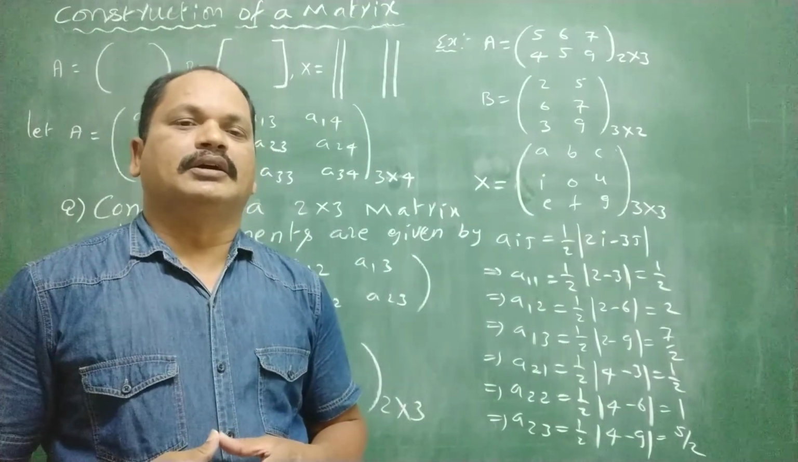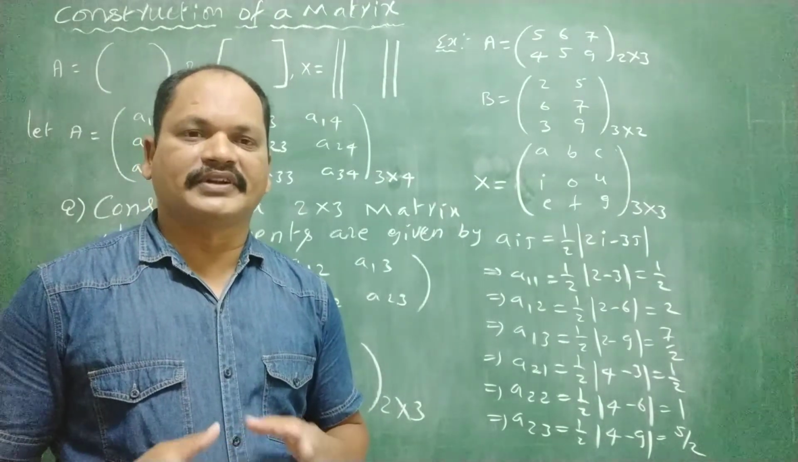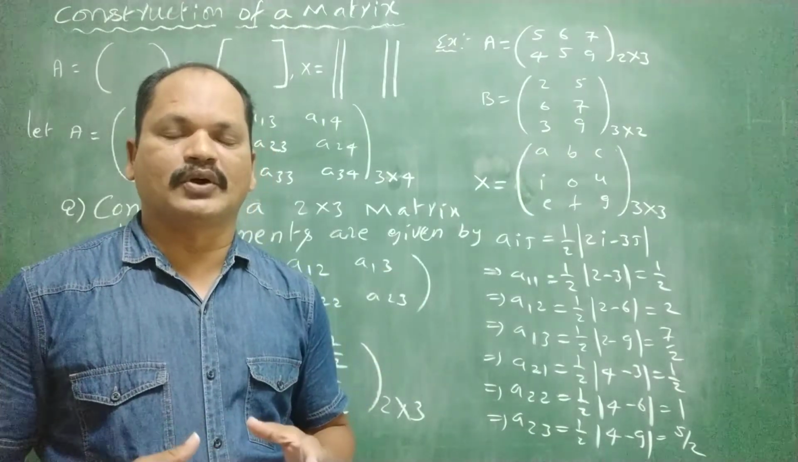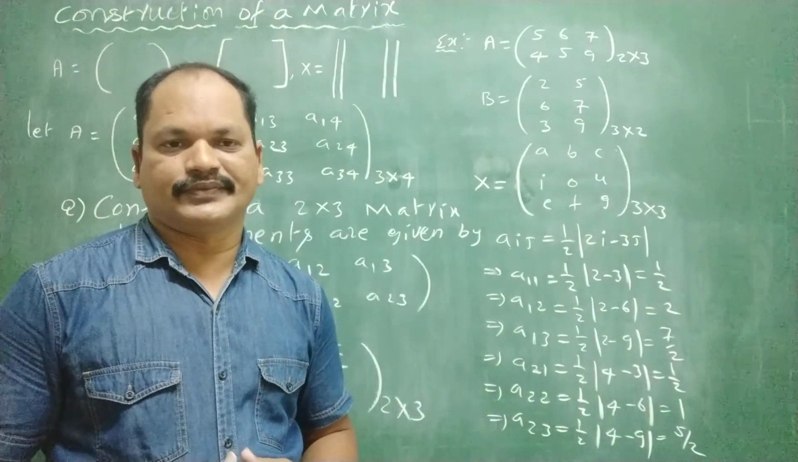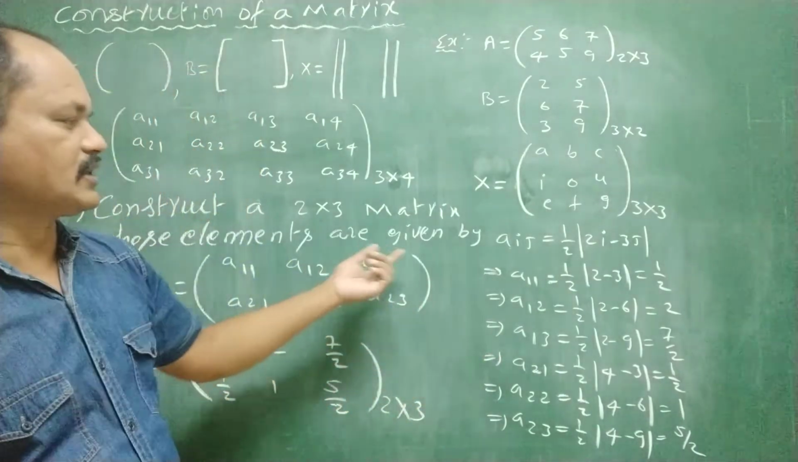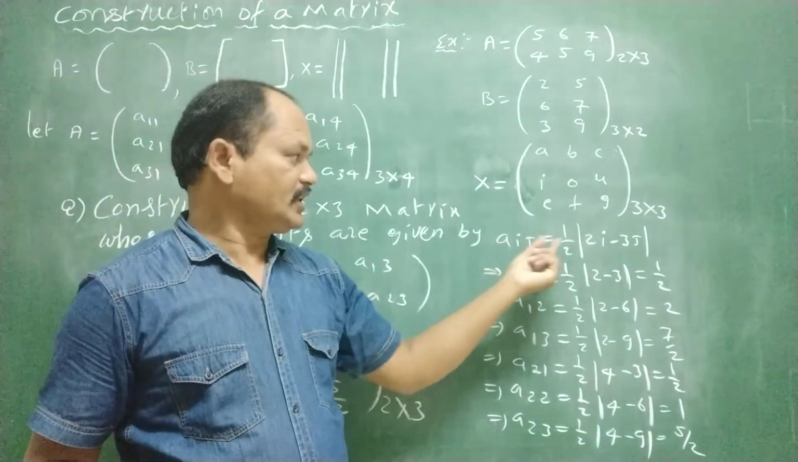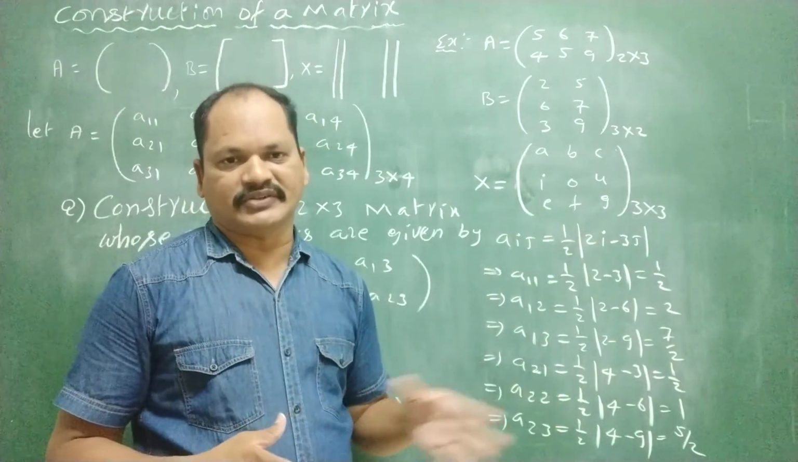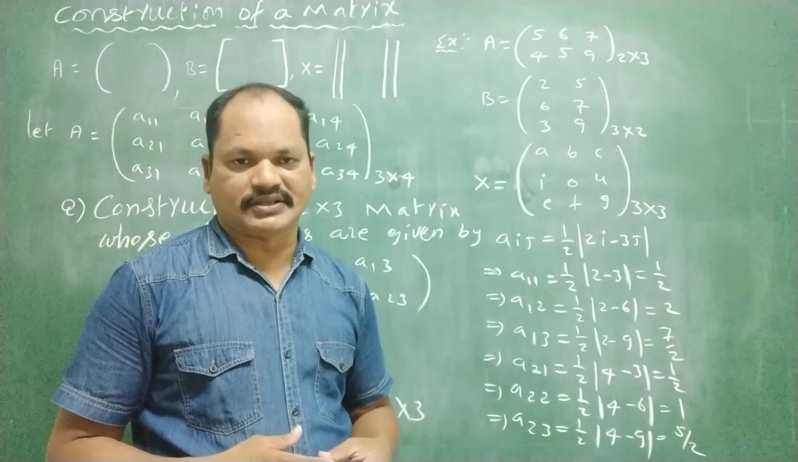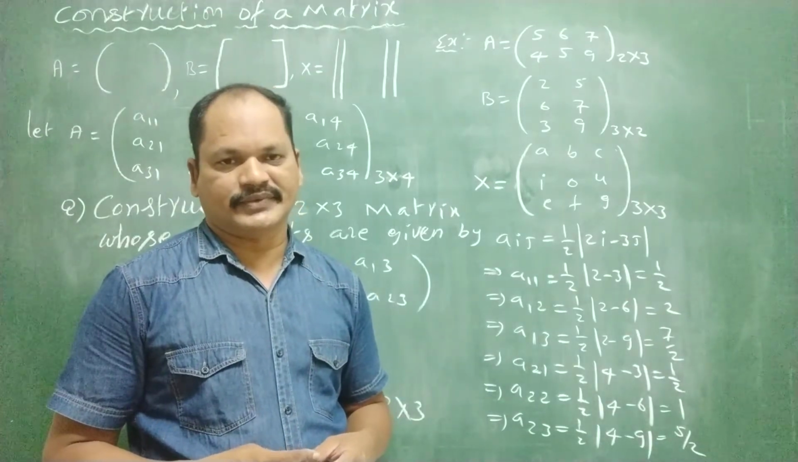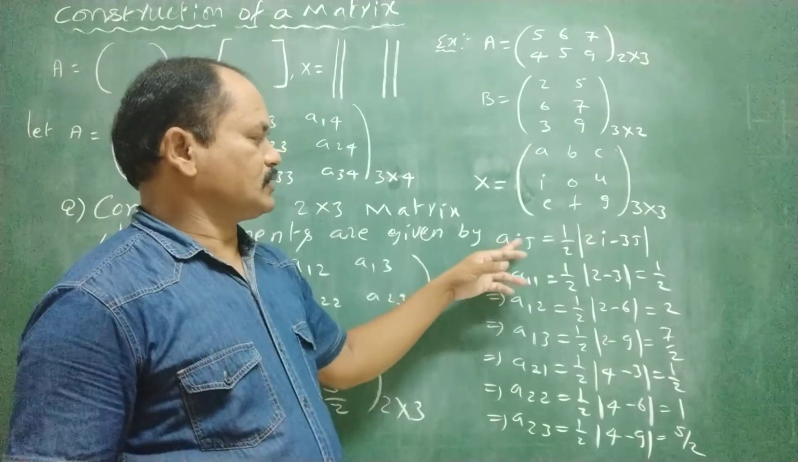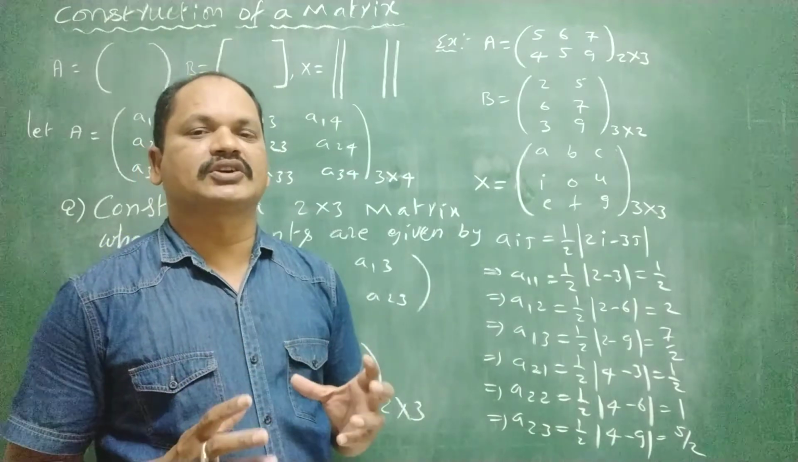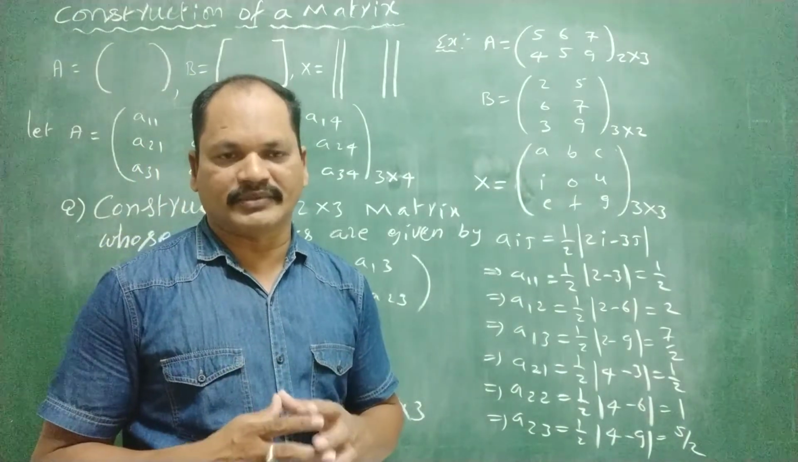Various types of matrices definitely depend upon the matrix construction. The construction of the matrix also depends upon the number of rows and columns according to the given condition. Here what is the condition? Aij is equal to 1/2 |2i - 3j|. That depends upon the relation between i and j, since i represents the rows and j represents the columns. Are you clear? So Aij is the element of the ith row and jth column of the matrix.